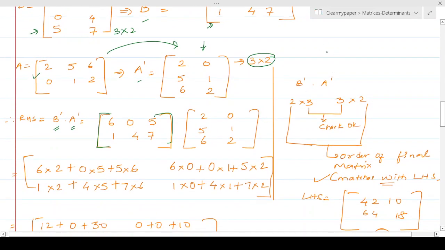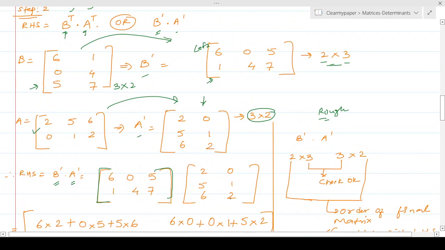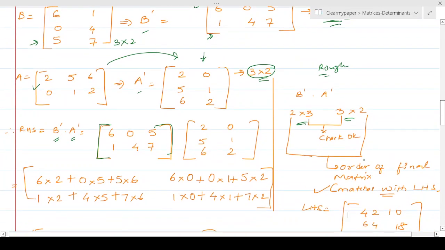And on the right side I've just made a rough mental note on the same checkpoint, B transpose into A transpose. The order of B over here, if you see, this is a 2 by 3 matrix. I put the order here, and A is a 3 by 2 matrix. And always do a quick check saying that, okay, is the multiplication possible? Are the number of columns on the left matching the number of rows on the right? Yes. So multiplication is possible or it's defined.